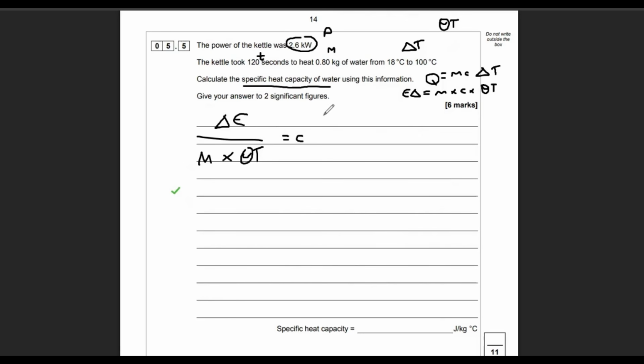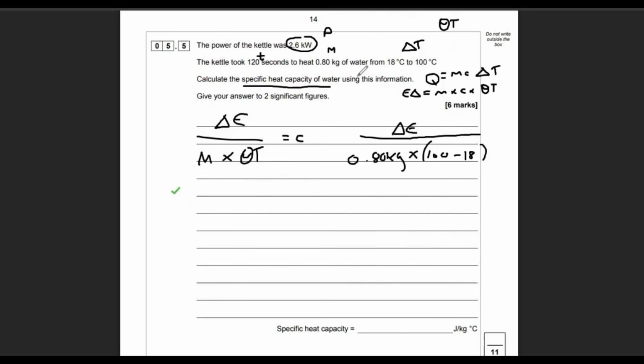Now, what I also need to think about is what are all these numbers? So the mass is 0.80 kg. Great. The temperature was 18 to 100. So I want to times that by 100 minus 18. Essentially, that is going to be 82. And then divide by the energy. All I need to do now is work out what the energy is.